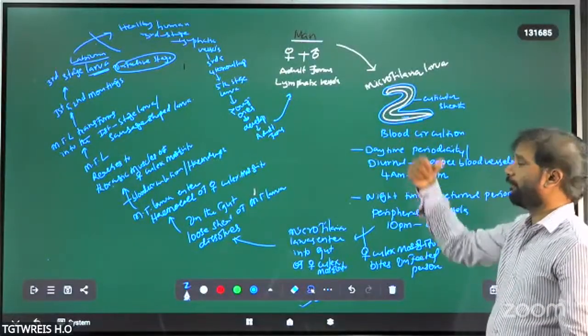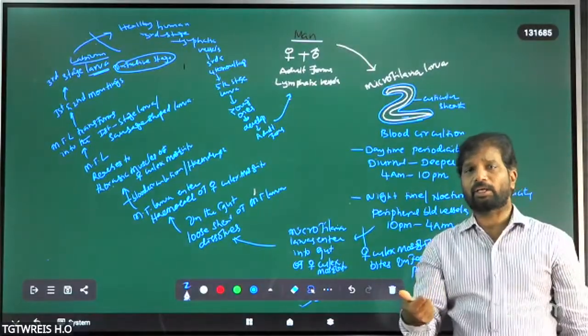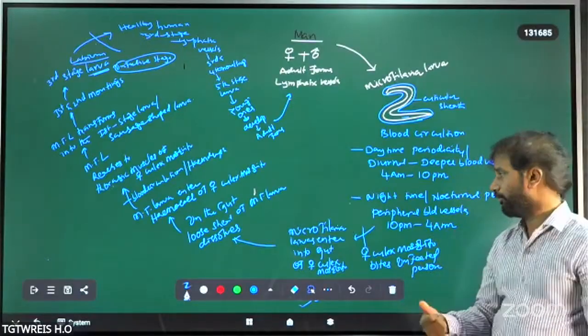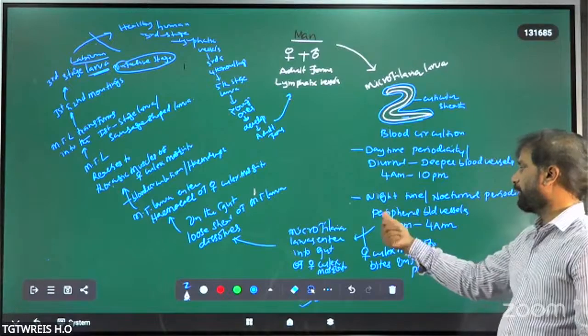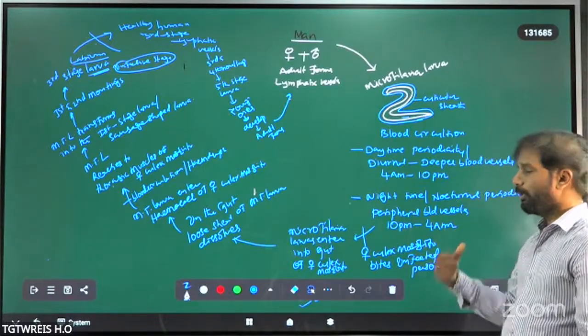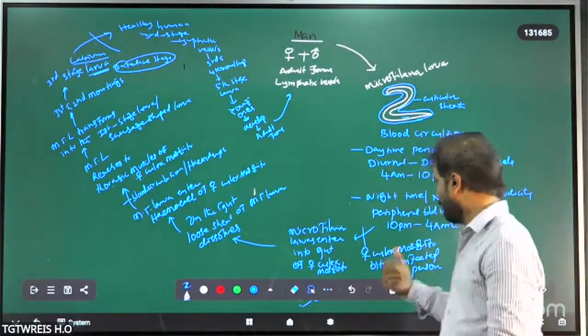And these microfilariae larvae also exhibit nocturnal periodicity, our nighttime periodicity. The nighttime periodicity is from 10 p.m. to 4 a.m. In that time, they are present in the peripheral blood vessels. Generally, the arteries are present in the peripheral blood vessels.